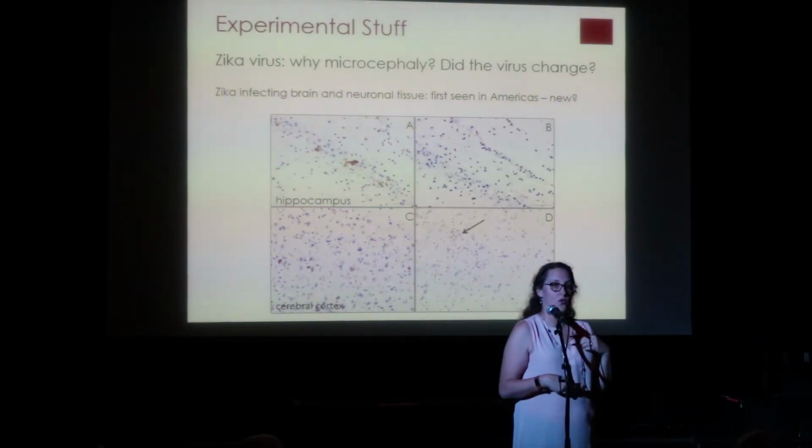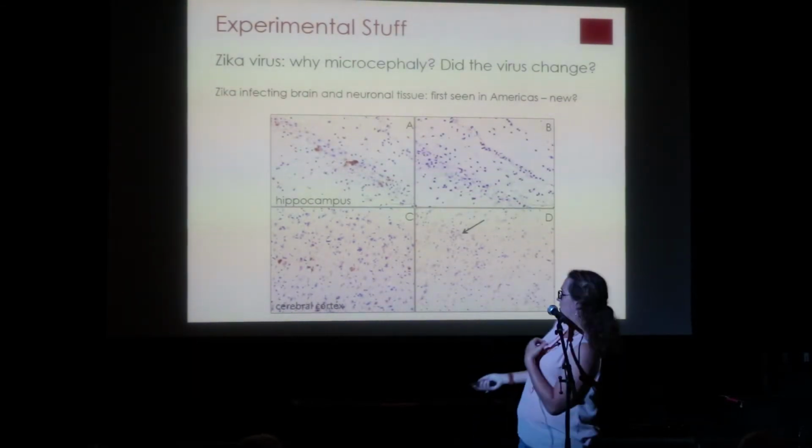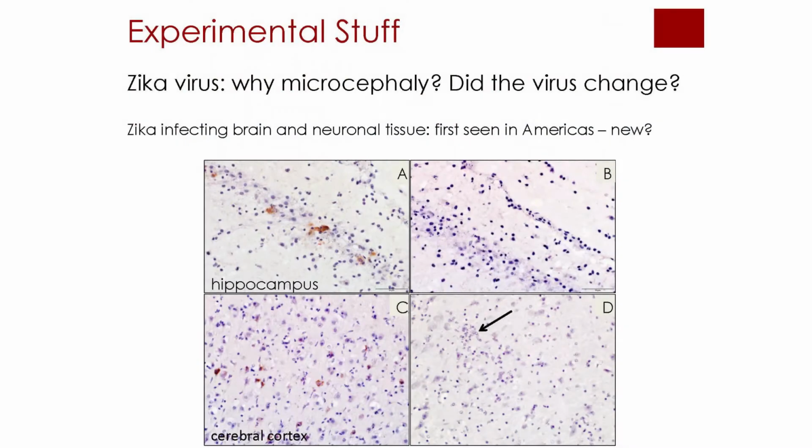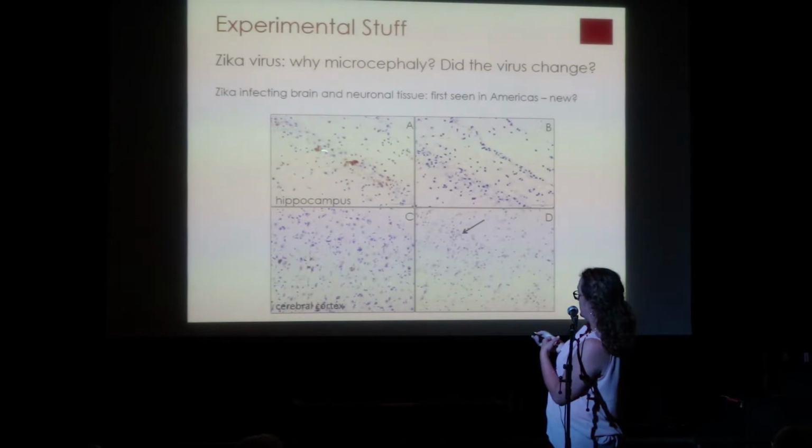But what we also found was we did find it in the brain. We could stain for the virus. I don't know if it's showing up, but these maroon or brown spots are where the stain has taken for the virus. And we show that in the hippocampus, which is a part of your brain, as well as the cerebral cortex, which is a part of the brain.